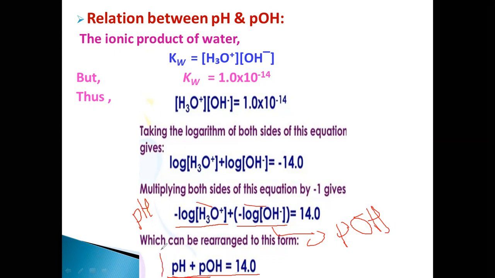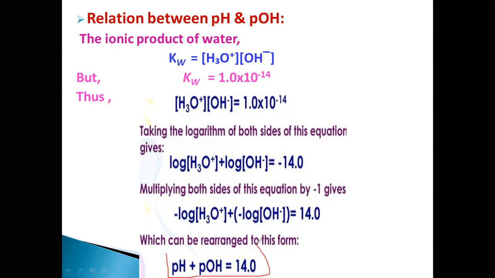And this is the relation between pH and pOH. What will be the relation? pH plus pOH is equal to 14. Remember that. Okay student, this is the relation. Okay, there is nothing more to it.